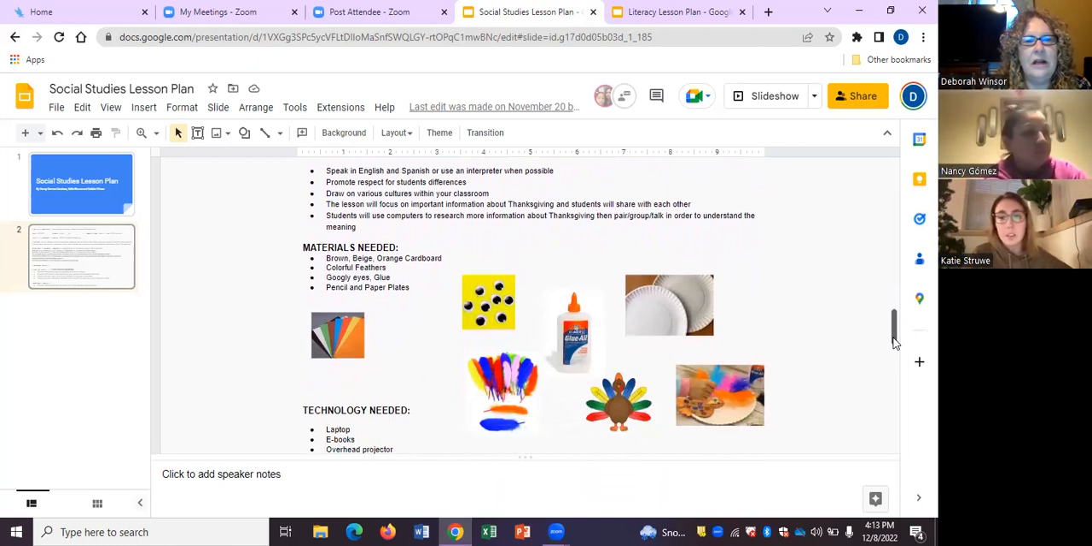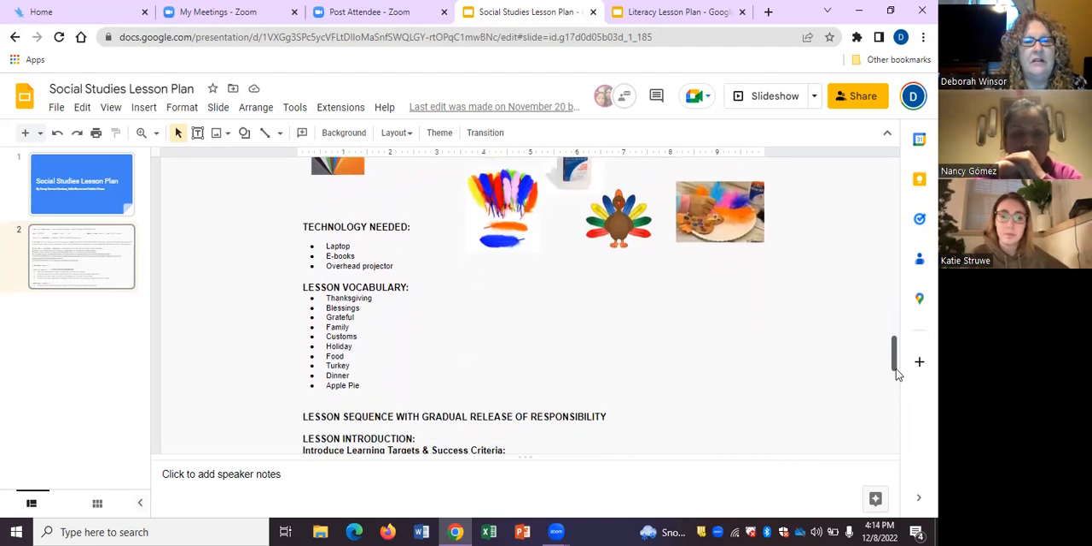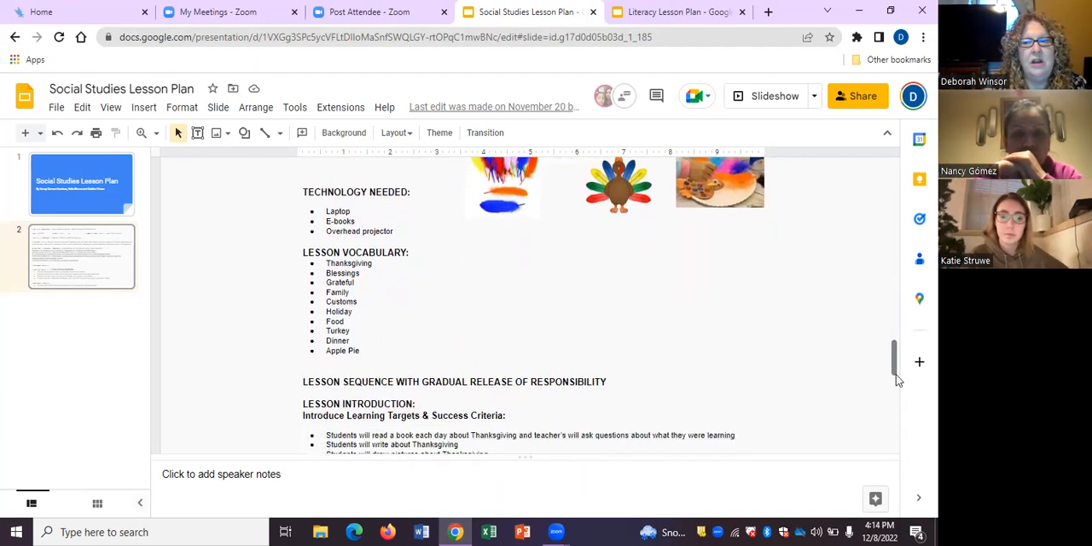And then we also have included the materials that are needed to make those turkeys. And you can see here we have the paper plates and feathers and glue and googly eyes and that type of thing. And then the technology needed is going to be a laptop, ebooks, overhead projector, and some of the lesson vocabulary words are going to be Thanksgiving, blessings, grateful, family, customs, holiday food, turkey dinner, apple pie.